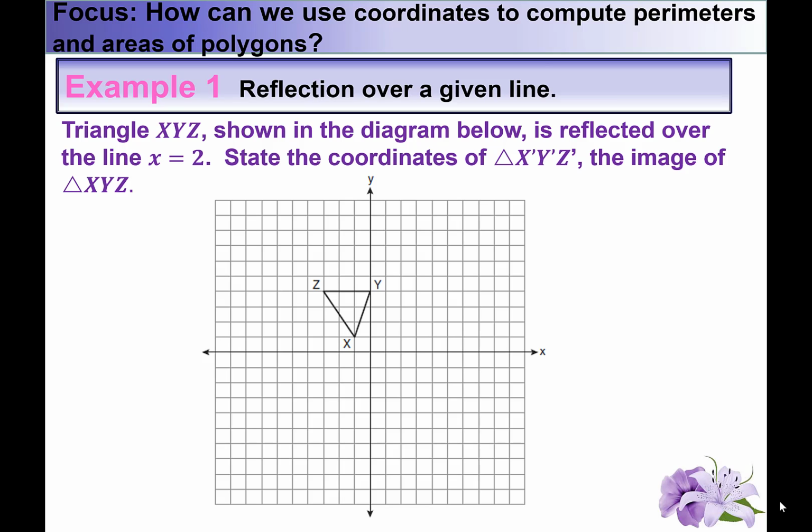For example 1, you're given triangle XYZ, shown in the diagram below, and it's reflected over the line x equals 2. And they want you to state the coordinates of the new triangle X prime, Y prime, Z prime, the image of triangle XYZ. So I'm going to try and show you how to do this using Geometer's Sketchpad.